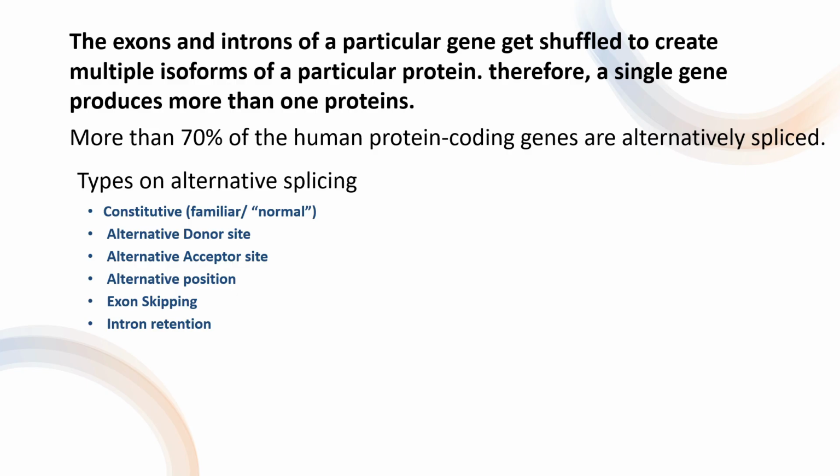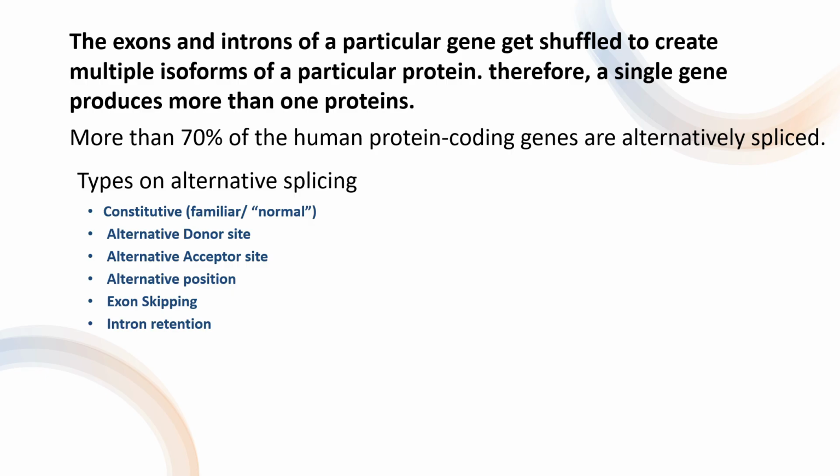The exons and introns of a particular gene get shuffled to create multiple isoforms of a particular protein. Therefore, a single gene can produce more than one protein. More than 70% of the human protein coding genes are alternatively spliced. This is very interesting. More than 70% of human genes are producing more than one protein.